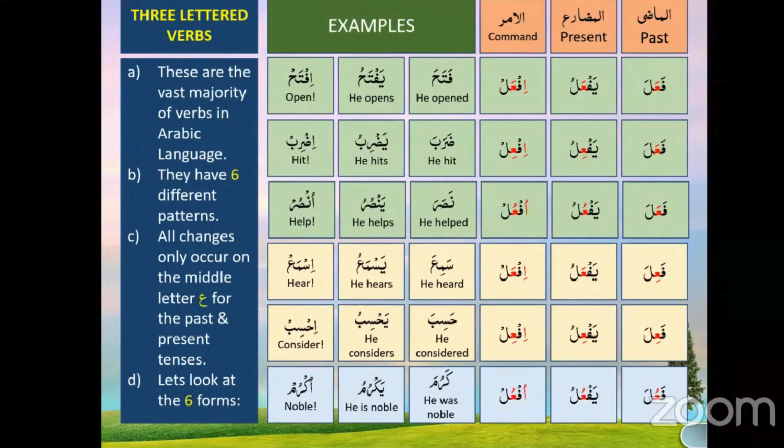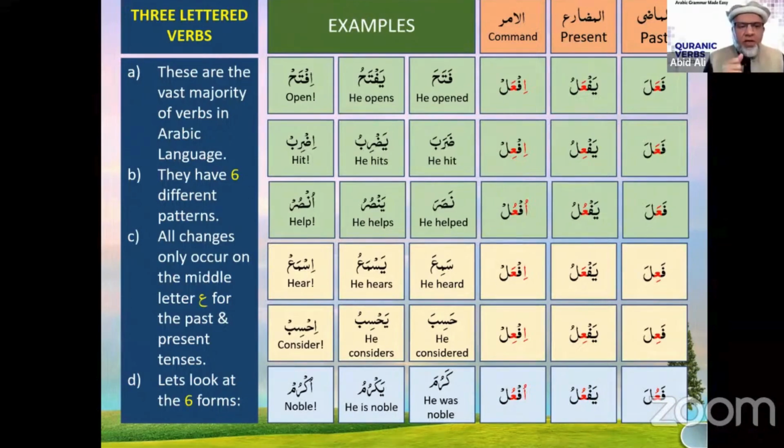Okay, these are the vast majority of verbs in the Arabic language. They have 6 different patterns. All changes only occur on the middle letter ain for the past and the present. Okay, since we have only 3 harakas, Madi will have 3, Mudari will have 3. Their different combinations, we derived 6 families out of them, and that is the majority of the verbs in the Quran. So, did we get this picture now? Alhamdulillah.